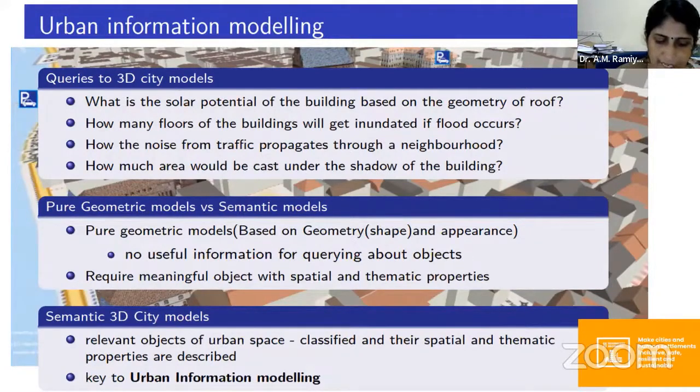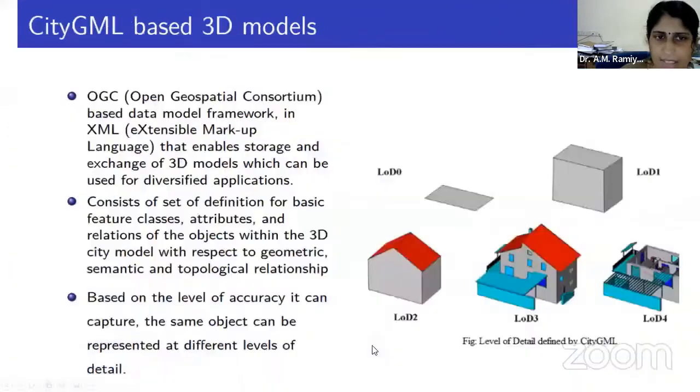However, when I have a pure 3D geometric model, it will have no useful information to help me query such a thing. So apart from the 3D model, I need to integrate some spatial and thematic properties. That is actually the key to having an urban information modeling system. So in this aspect, we have CityGML.